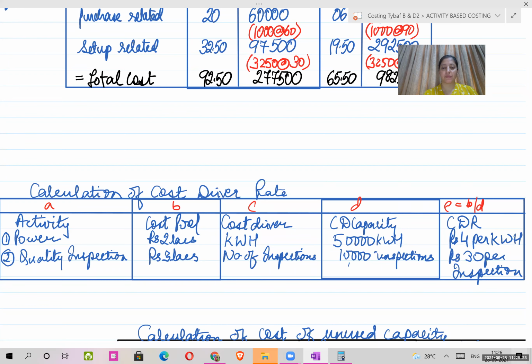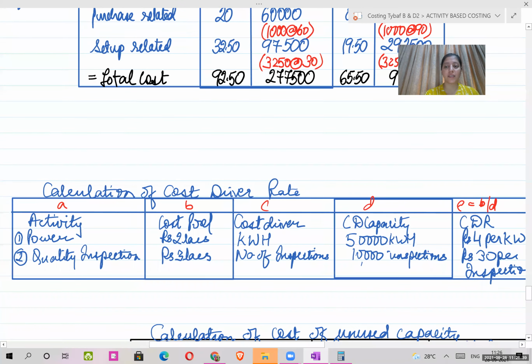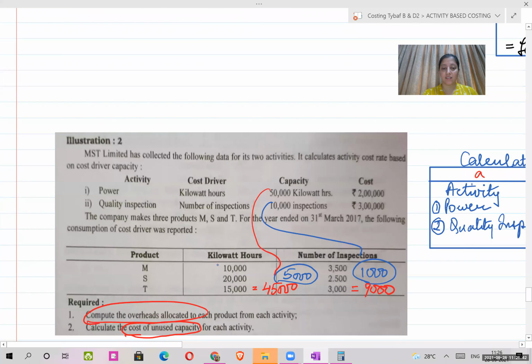Okay. Next, what will you do? You will calculate the overheads. That's very easy. What is the rate of power? 4 rupees. So multiply it with the individual used capacities. All of these will be multiplied with 4 rupees: 10,000 into 4, 20,000 into 4, 15,000 into 4. Is it clear?